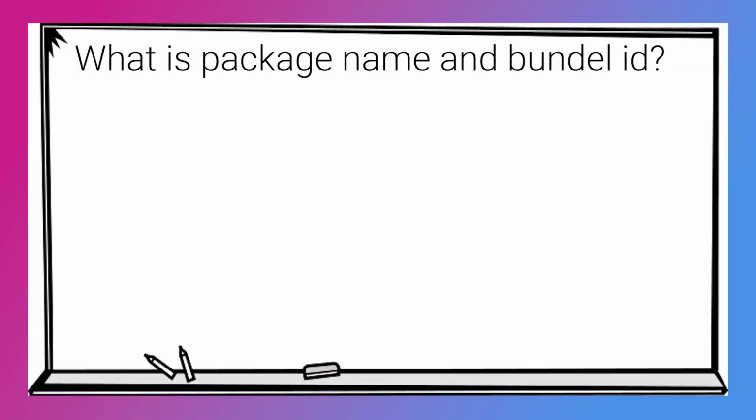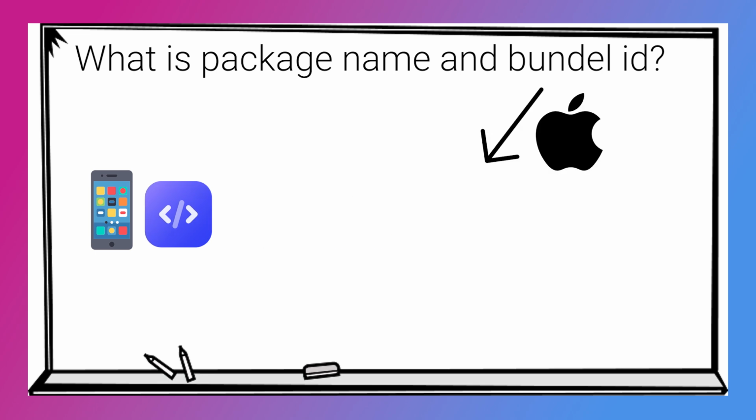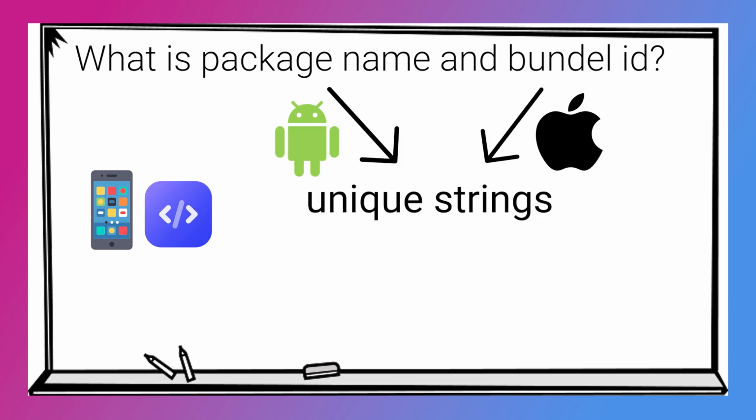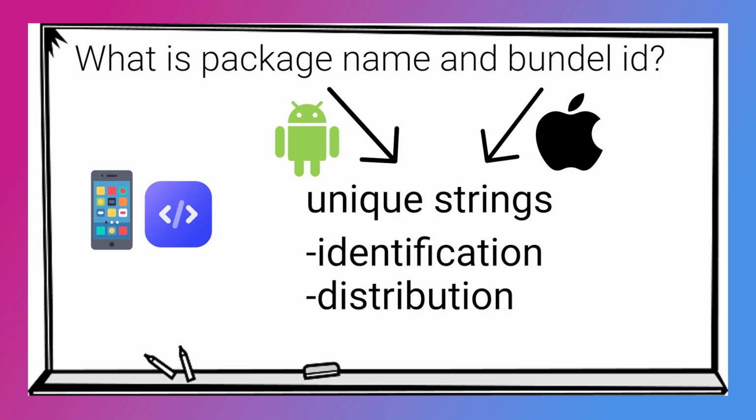But there is a question. What is a package name and bundle ID? In mobile app development, the bundle identifier for iOS and package name for Android are unique strings that identify your app on each platform. Both are crucial for app distribution, versioning, and identification across platforms.